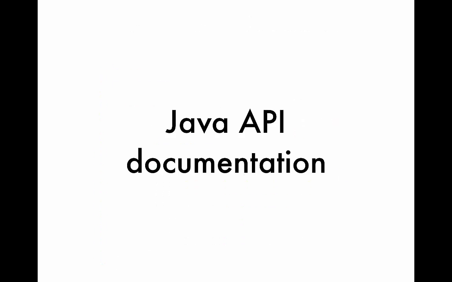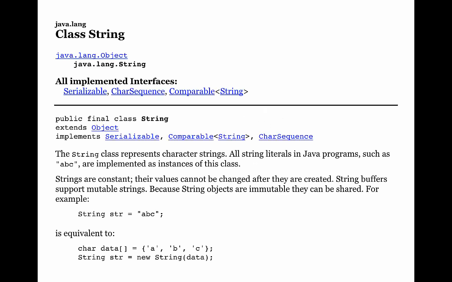Now let's look at what the generated Javadocs look like. In this example, we'll use the String class instead of the Rectangle class. The Javadoc for the String class gives us the package name followed by the class name. It also tells us all the interfaces that the String implements. Below the solid line, it gives us the class declaration as it would appear in the code. Then it gives us the Javadoc written for the class.